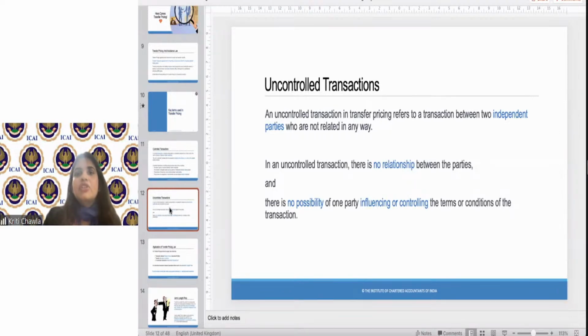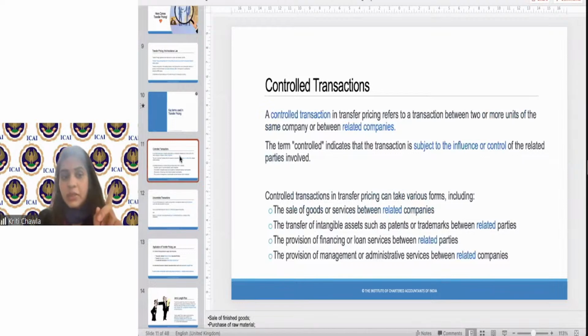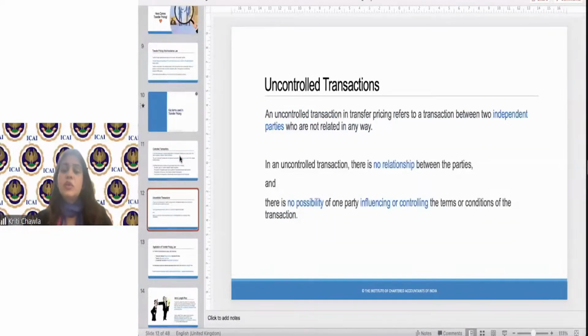The buyer, as I mentioned, will always want to buy at a lower price. The seller would always want to sell at a higher price. There is absolutely no control on terms and conditions of the transaction, and they're just operating at an open market price. That is basically an uncontrolled transaction. So this is a controlled transaction between related parties, uncontrolled transaction between independent parties.